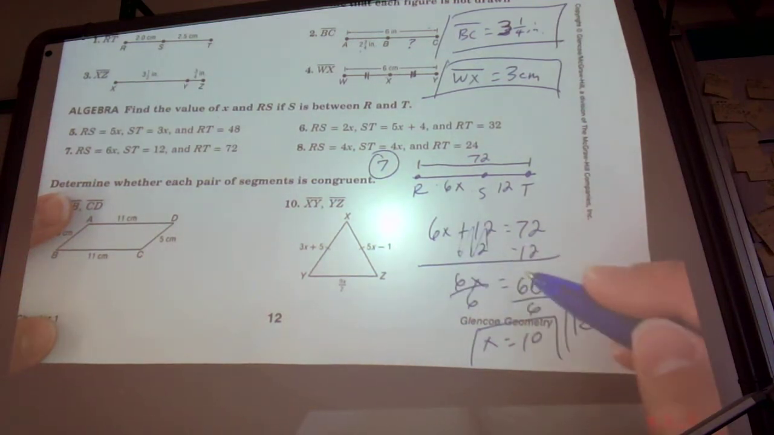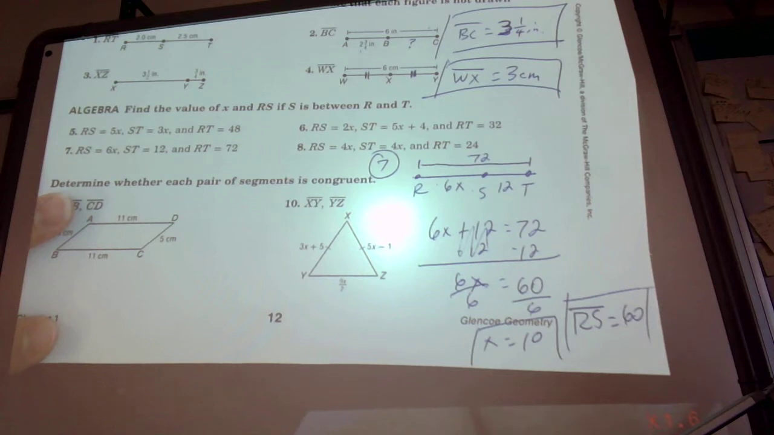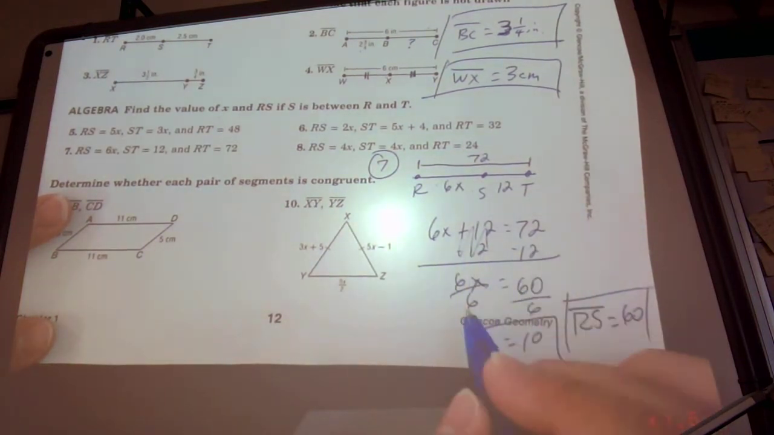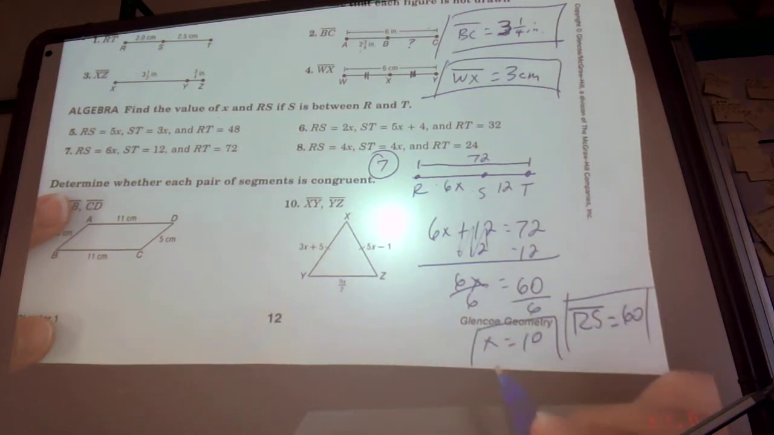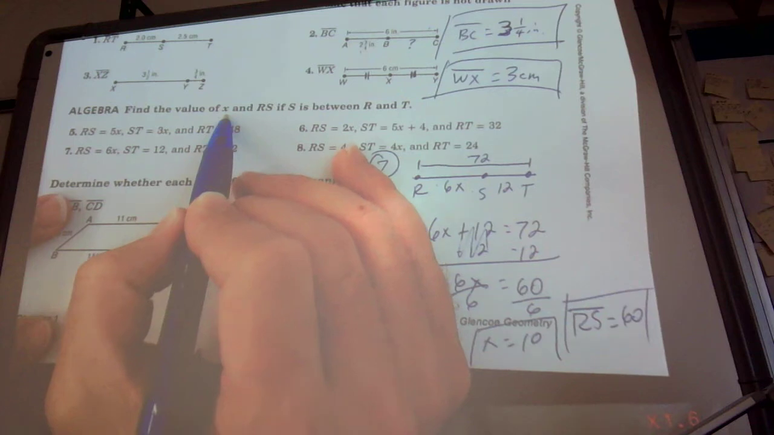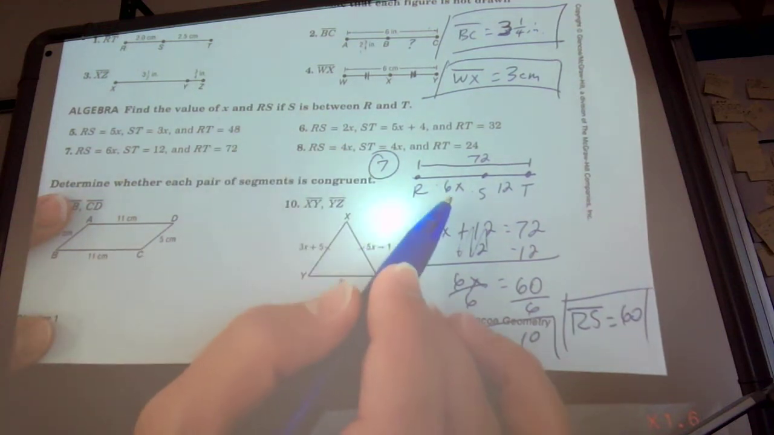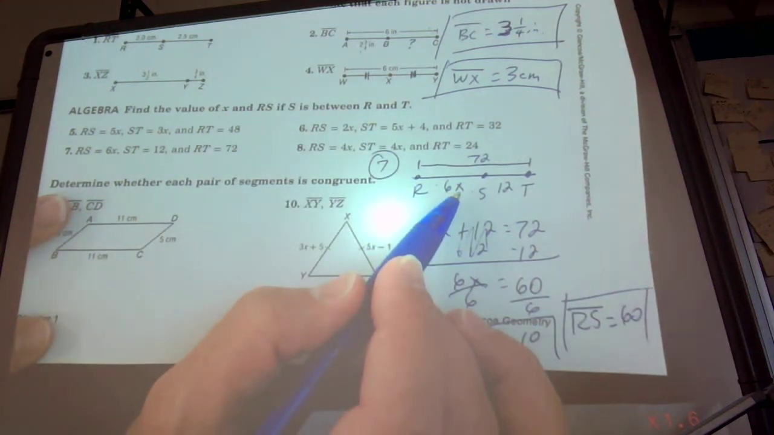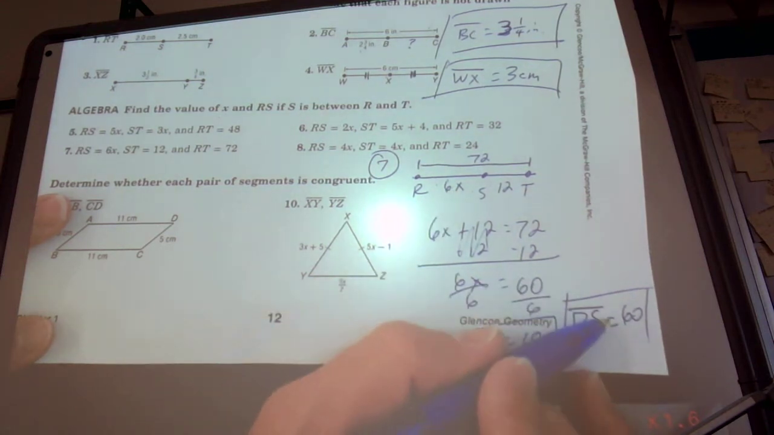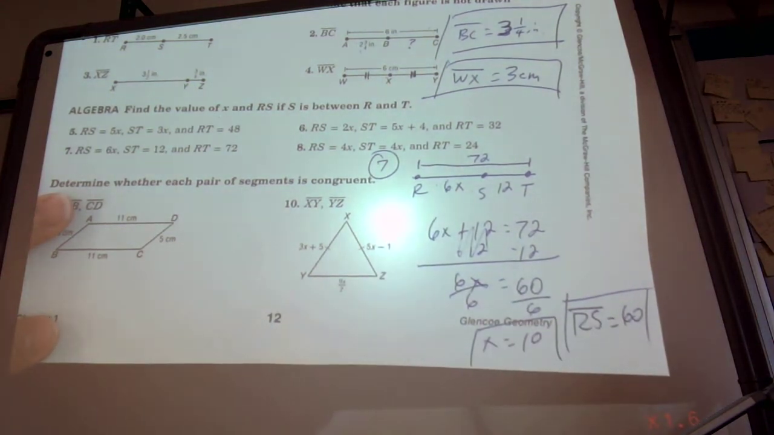So on the left, I've got 6x. On the right, I've got 60. Well, we know now if I've got 6 times x, I get rid of that coefficient by dividing by 6, and we get x equals 10. Now, we're not done, are we? We found x, but we need to find RS. Well, very simply, we just need to plug in 10 for x. Not a whole lot of work to show here. 6 times 10 is 60, and there you go.